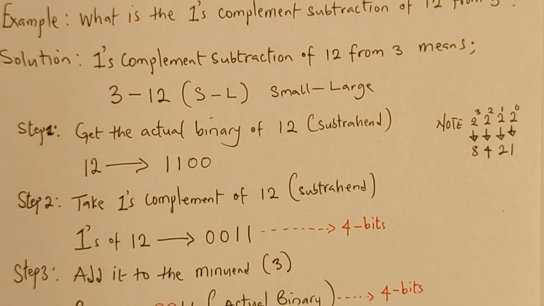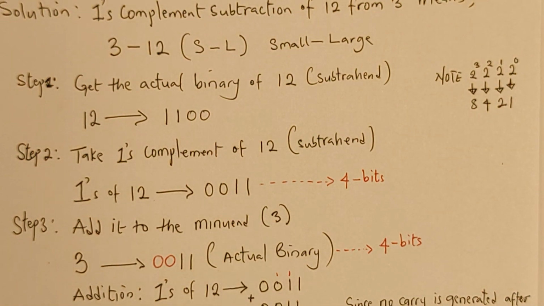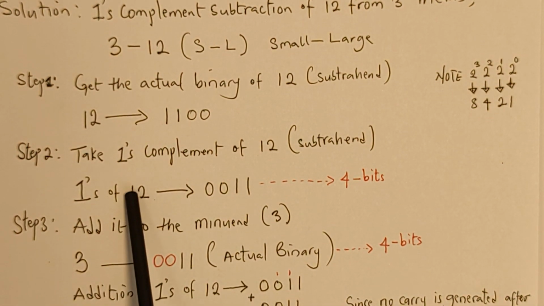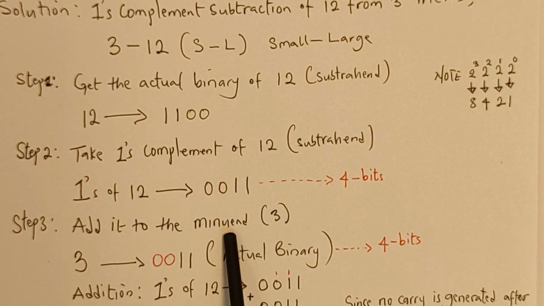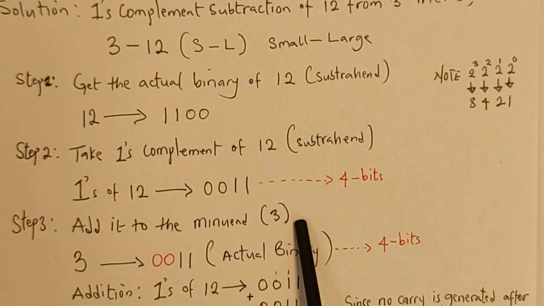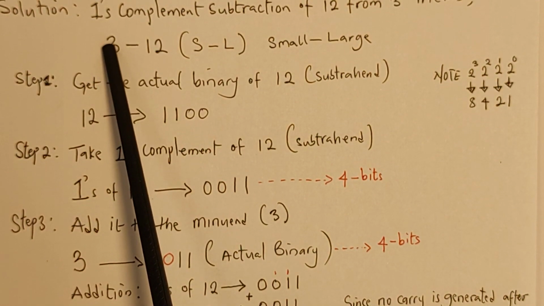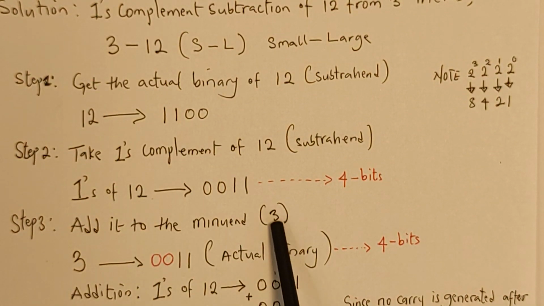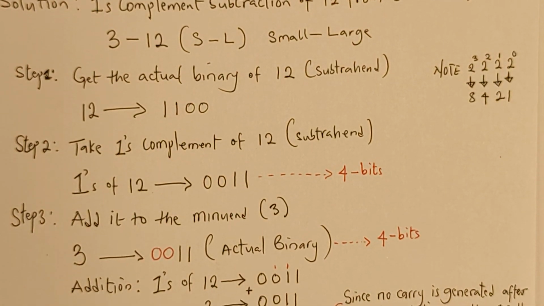Now, step 3 says, add the results you have gotten. So add the 1's complement result you have gotten to the minuend. Now, the minuend is nothing but 3. 3 is the minuend. Alright, so we're going to add whatever we've gotten to this 3. So that's what we're going to do.